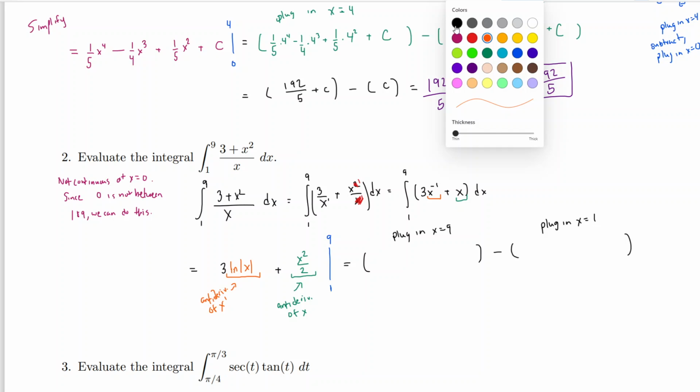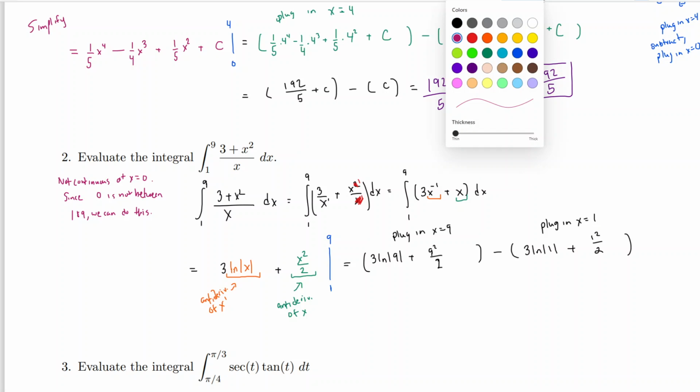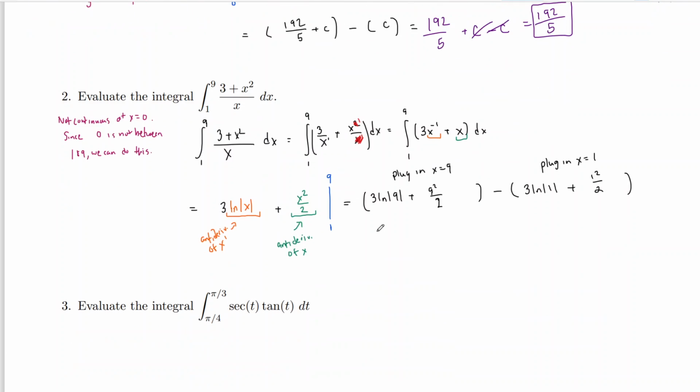Right, so let's go ahead and do that. If we plug in x equals 9, we get 3 times the natural log of the absolute value of 9 plus 9 squared over 2. And then when I plug in x equals 1, I get 3 times the natural log of the absolute value of 1 plus 1 squared over 2. Now, because we already have positive numbers in here, the absolute value does nothing. But one thing you do want to remember is the natural log of 1 is 0. So this is actually 0.